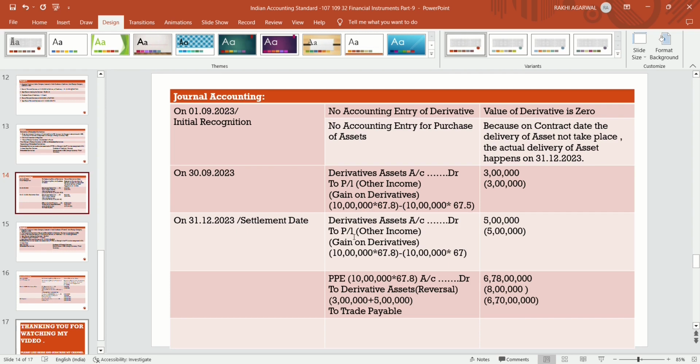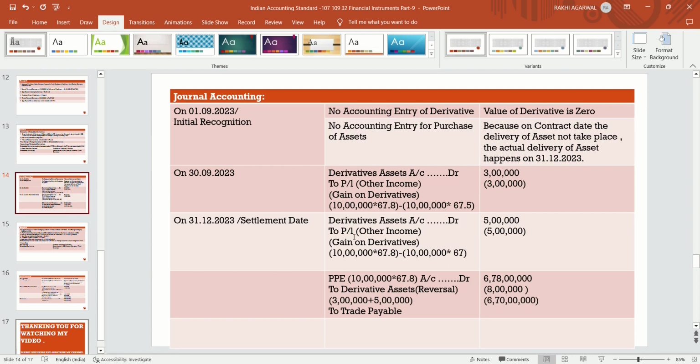He had already recognized the amount of 3 lakhs. But when he actually receives the asset, then what will he do? He will recognize the PPE at the contracted amount, that is 10 lakh dollars at 67.8, that is 6 crore 78 lakhs. He will reverse the entry previously recognized, which is the derivative asset. He will make the settlement, and by how much? He will recognize the derivative asset of 8 lakhs, so he will reverse that 8 lakhs. He will credit the derivative asset by 8 lakhs.